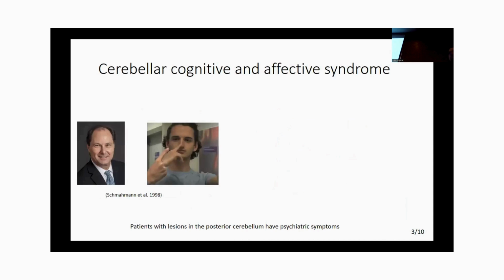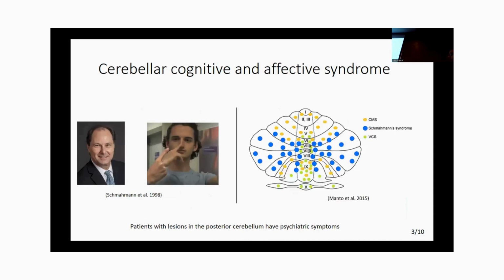Jeremy Schmahmann, a South African neurologist, discovered that patients with lesions in the posterior cerebellum, as you can see with the blue dot, either tumor or stroke, could have a broad range of cognitive and affective symptoms. And some of those symptoms are also symptoms of psychiatric disorders.